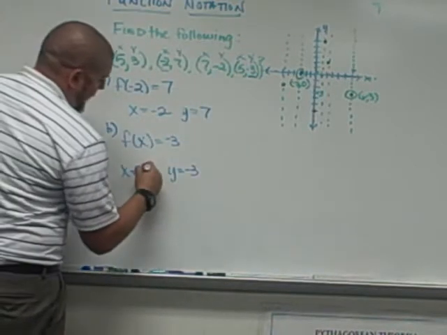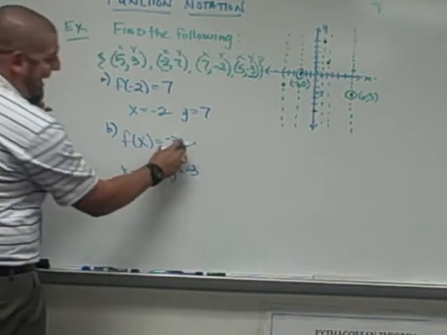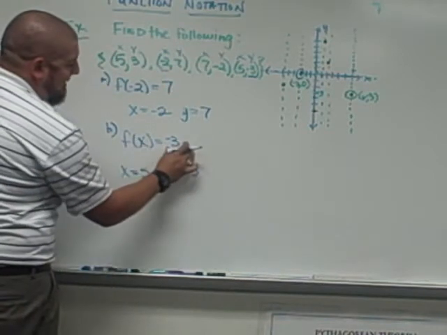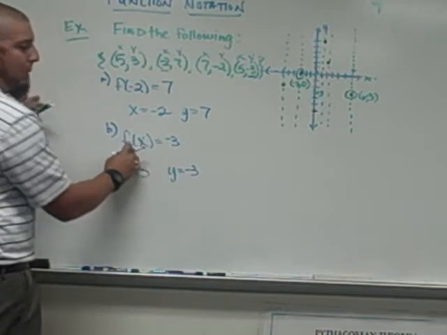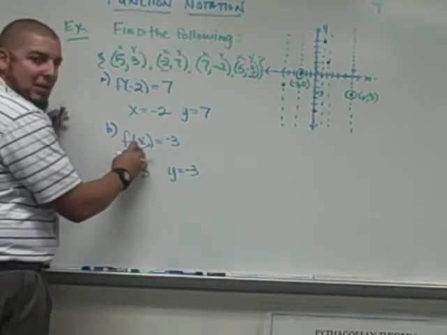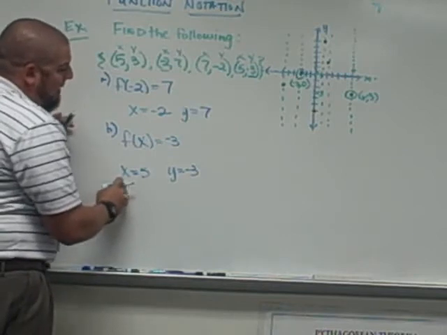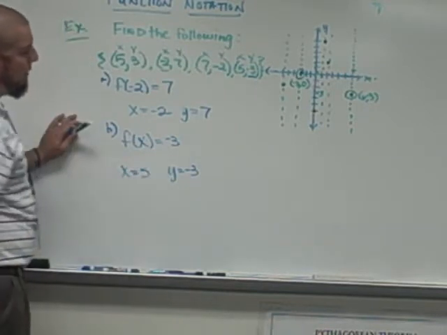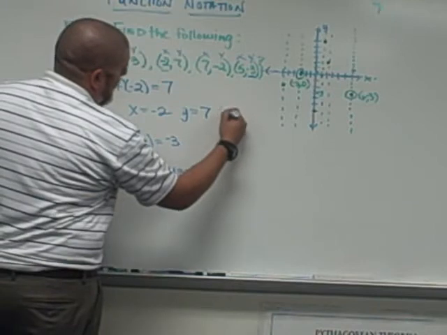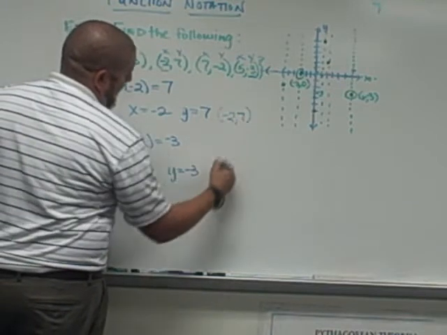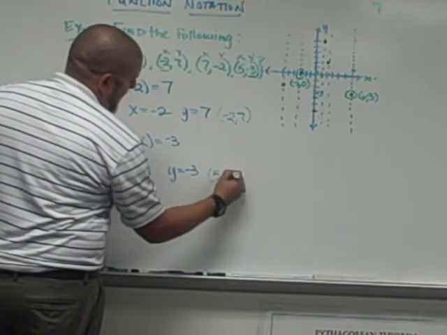That's right, it's 5. So when my y is -3, what is my input? What is my independent variable? What is my x value? When my y is -3, my x value is 5. So in this case, x would equal 5. And again, I could write these in ordered pairs: (-2, 7) and (5, -3).